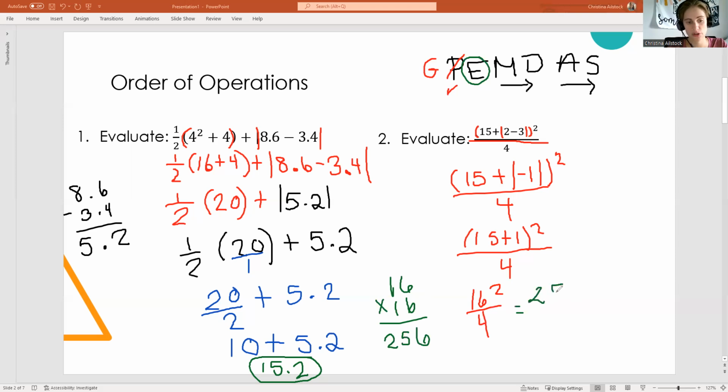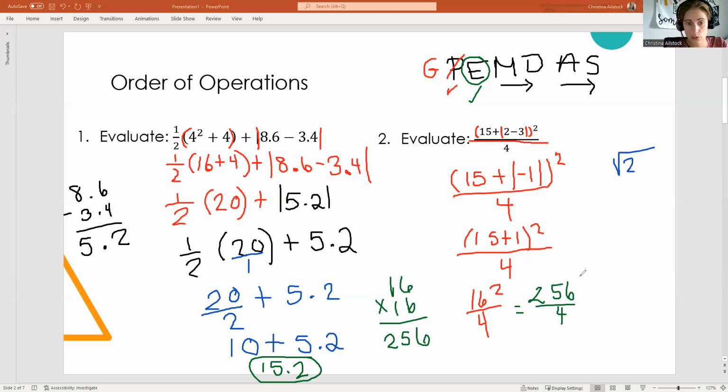So we have 256 over 4. Now we need to see if there's any multiplication or division. I have some division, and in this case, the division is using that fraction bar. So it's 256 divided by 4. This is one that we might need to do longhand. I'm going to come over here to do that.